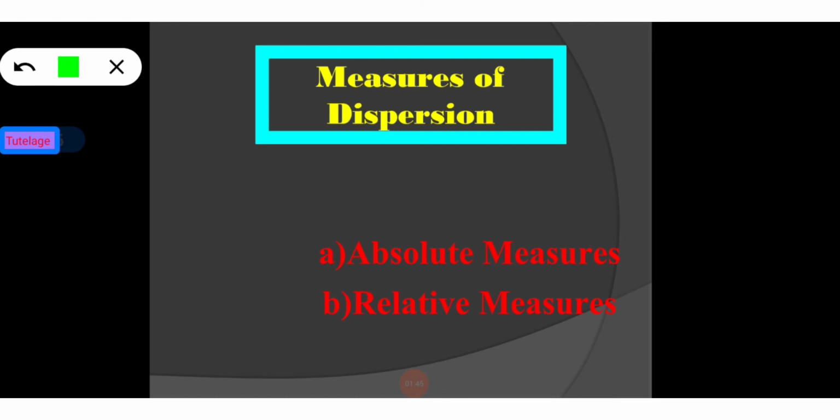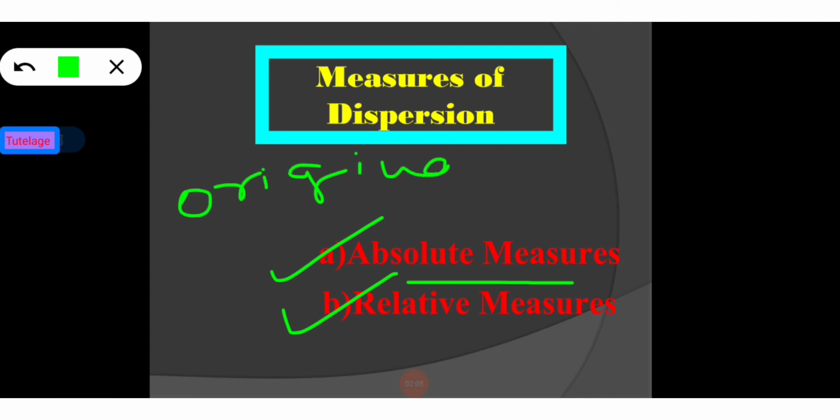So there are two measures of dispersion. The first one is the absolute measure and the second one is the relative measure. At first we have to know what we mean by an absolute measure. When the dispersion of the series is expressed in terms of the original units of the series, it is called the absolute measure of dispersion. Basically, absolute measures are expressed in the units in which the original data is expressed.